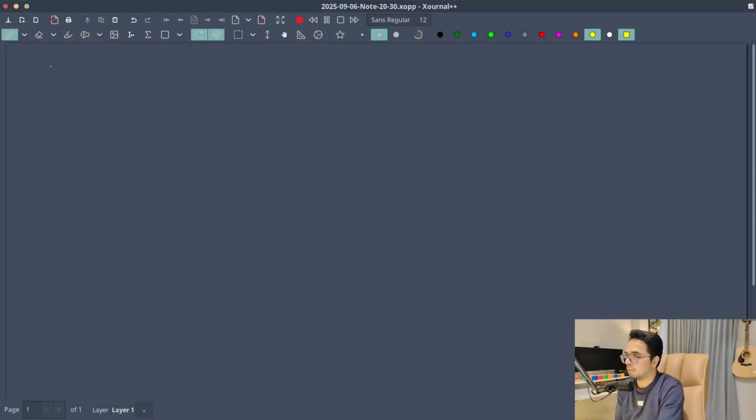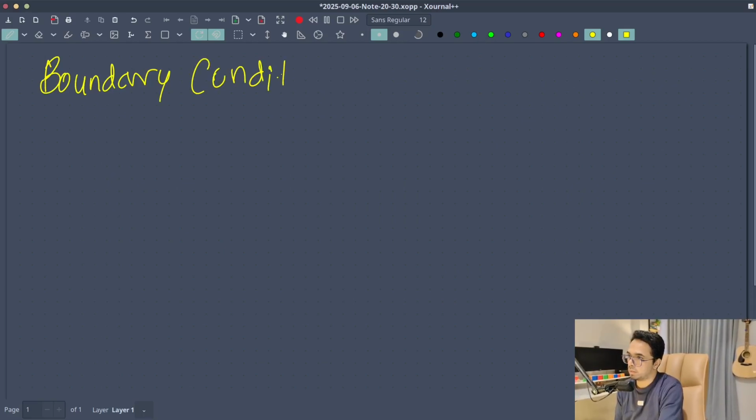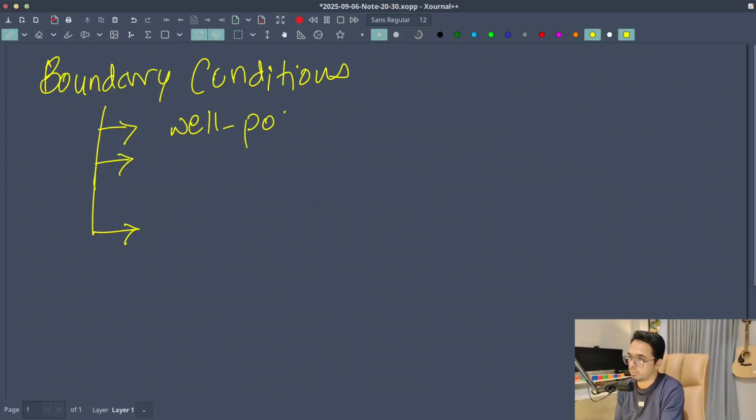Okay, let's talk about boundary conditions, and specifically what they are. So the first thing a boundary condition does to our problem is it makes it a well posed problem. What does that mean? So let us look at it this way.